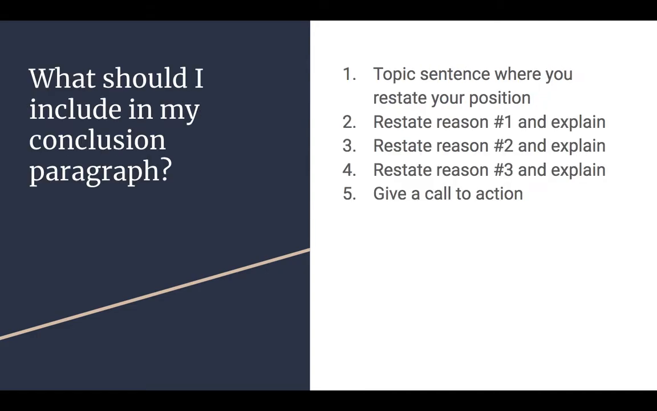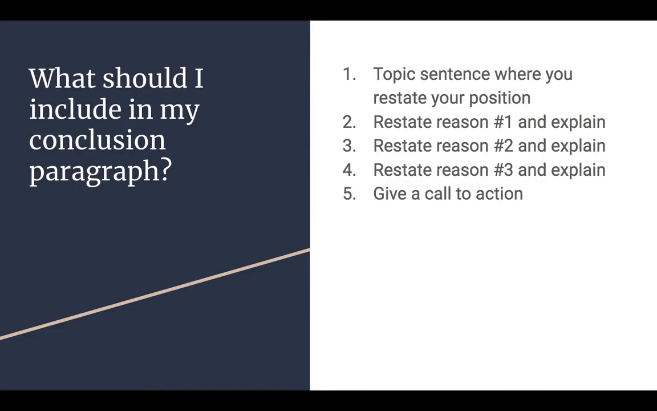So, what should I include in my conclusion paragraph? So, the outline that I'm giving to you is essentially a 5 sentence paragraph. And on the right side of your screen, you can kind of see what each of these sentences is supposed to be in that paragraph. So, first, you need a topic sentence. And in that topic sentence, you will restate your position. So, kind of like what you did in the thesis in your introduction, that is what you will do again in that concluding paragraph, where you will restate your position. And I'll have examples of how to do all of these.